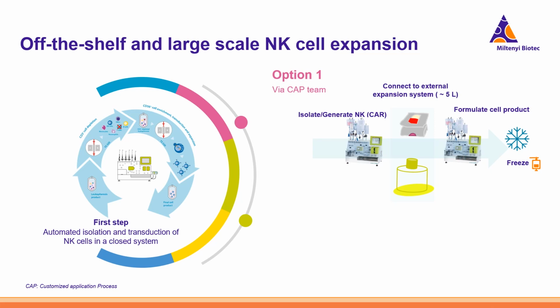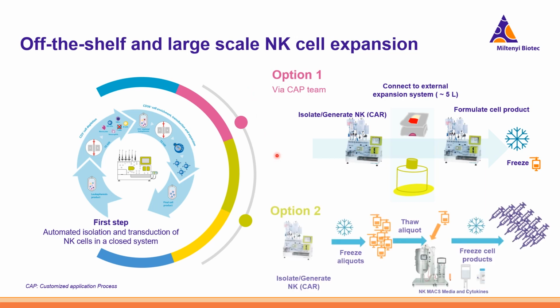There are two options. One option is that you do all these separation and gene engineering steps within the Prodigy, then connect this to your bioreactor system. You could even connect this back to the Prodigy to have an automated formulation of the cell product. If you're interested in that, please contact our customized application process team. You can find the information on the website. Another option would be that you generate the CAR NK cells in the Prodigy and then freeze a master cell bank, which you could use as seeding material for your bioreactor.